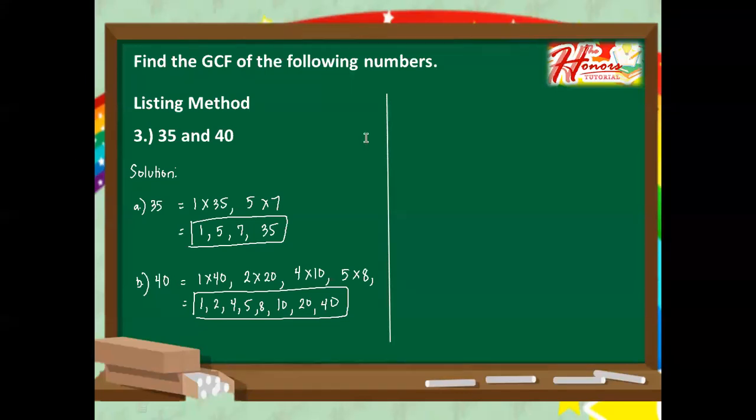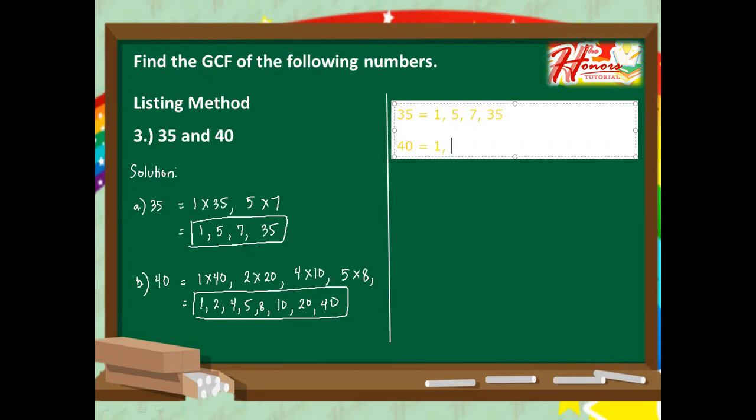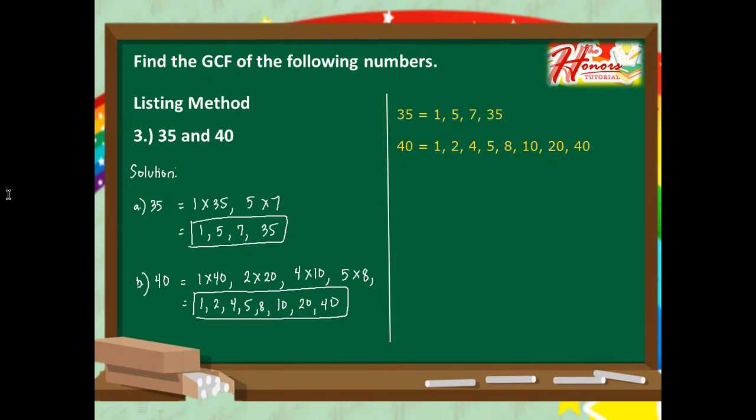Let's write the factors here. So we have here 35 equals 1, 5, 7, 35. For 40, we have here 1, 2, 4, 5, 8, 10, 20, 40. So these are the factors. Kindly choose the greatest factor that 35 and 40 have in common.